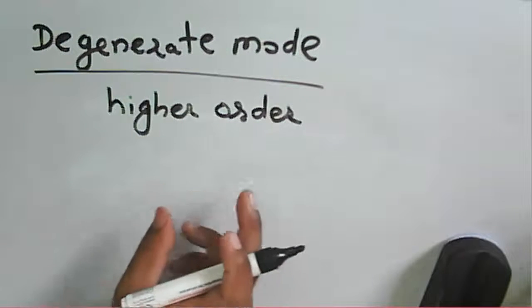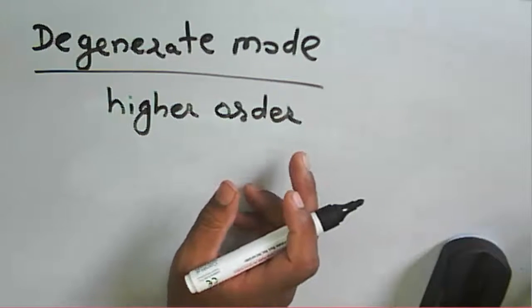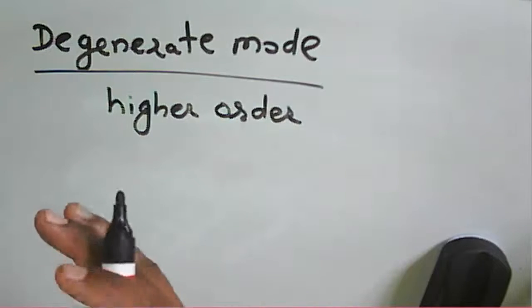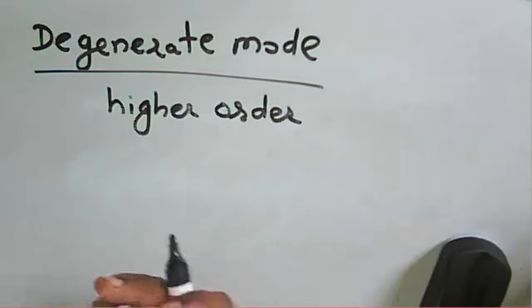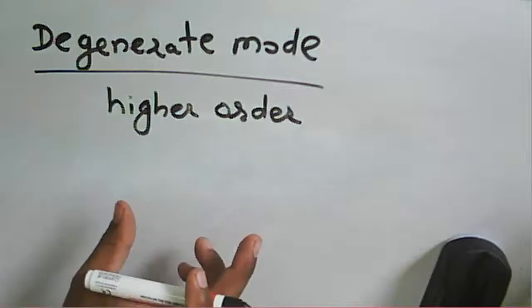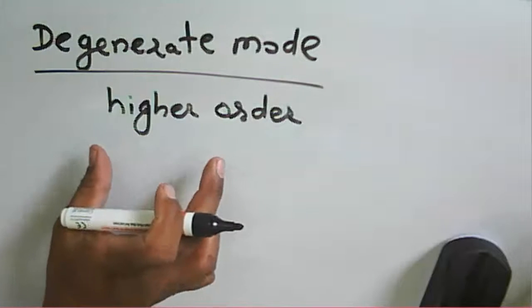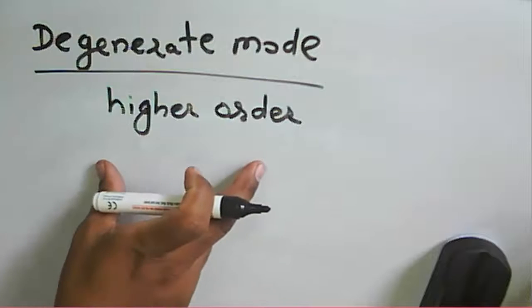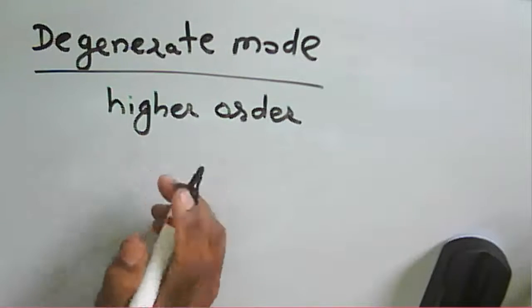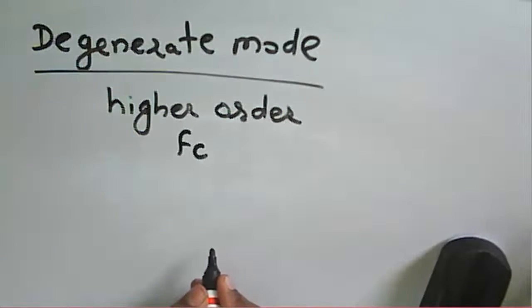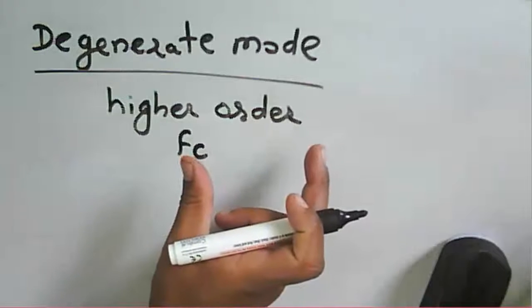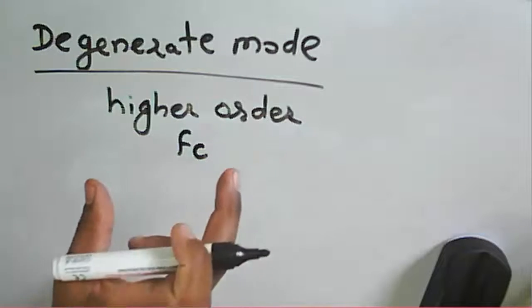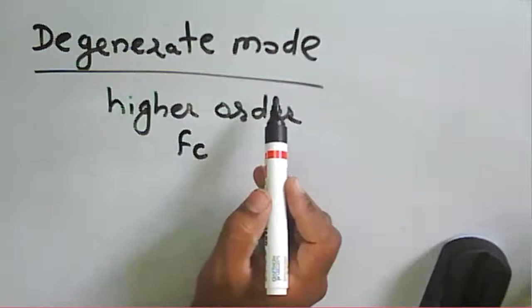Okay, now the modes can be a higher order mode. Higher order means what? TE20, TE21, TE22, likewise, or TM21, TM22, likewise. Those modes are called higher order. Now, at some higher order modes, some modes have the same cutoff frequency, and those higher order modes are called degenerate modes.